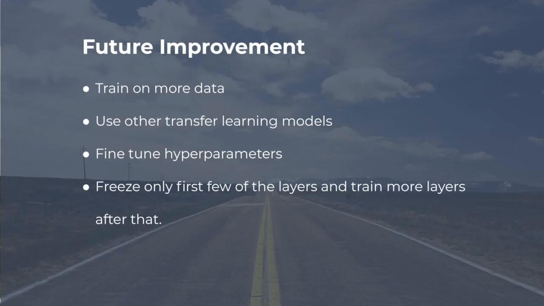For future improvement, first, this time we only use part of the images from the dataset because we don't have enough time to train on all the images. So next step, we will train on more data. Second, we will use other transfer learning models, for example, the Inception model. Third, we will fine-tune hyperparameters. And fourth, now we are only using the last layer to train our dataset, and all the rest of the layers are frozen. So in the future, we want to try freezing only the first few layers and train on more layers after that with more data.